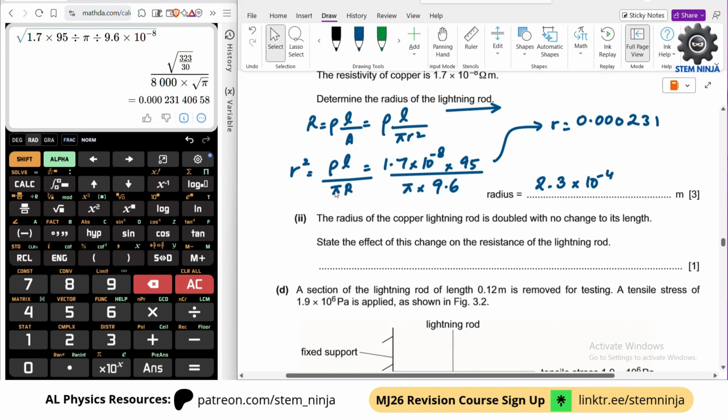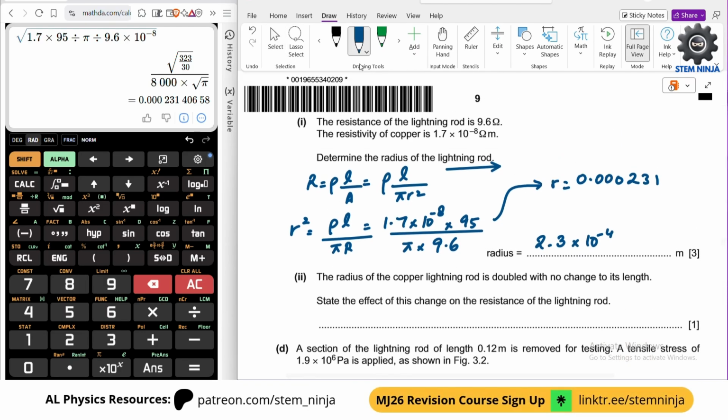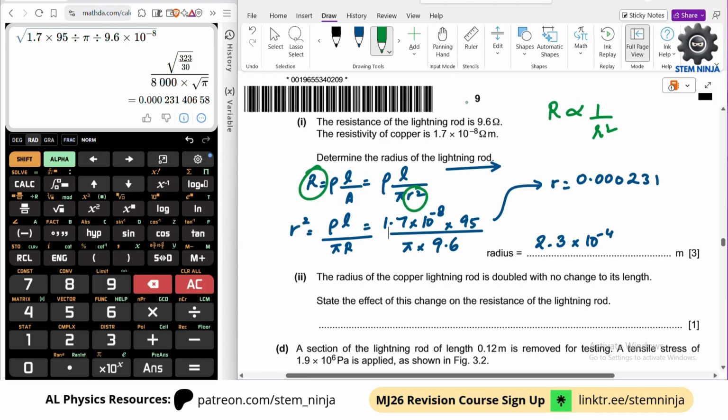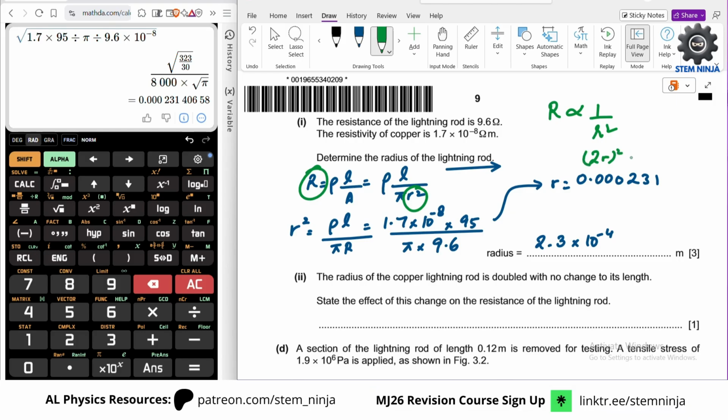Right. Okay. The radius of the copper lightning rod is doubled with no change to its length. State the effect of this change on the resistance of the lightning rod. Okay. So resistance is inversely proportional to r squared, as we have seen over here. So if the radius is doubled, if this is 2r, the resistance would become 1 over 4r squared. So basically the resistance would be reduced to quarter of its original value.